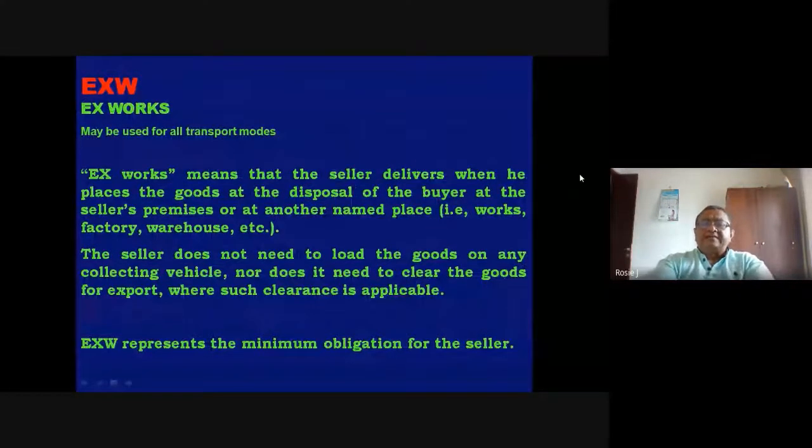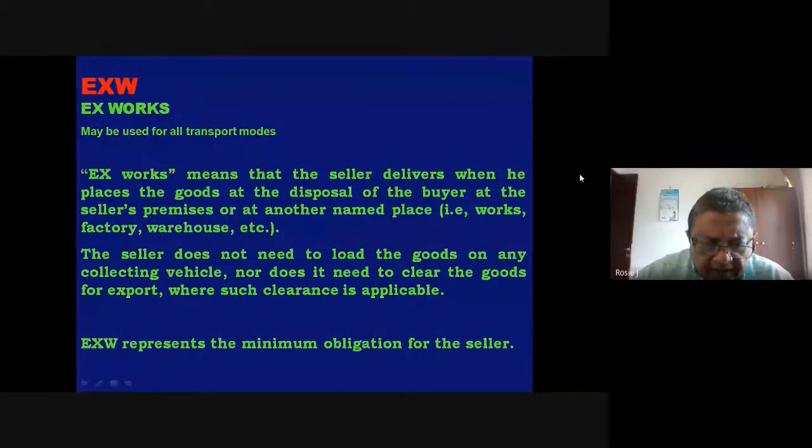X works means that the seller, now, this is actually the main point to determine in Incoterms: at which point does the risk to the goods transfer from the seller to the buyer.